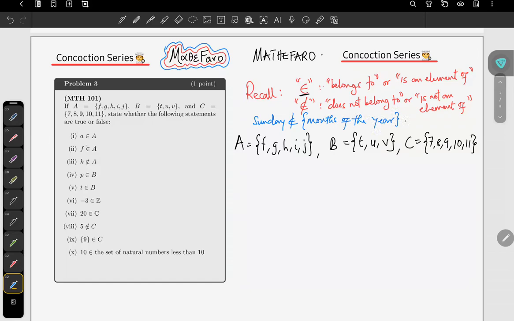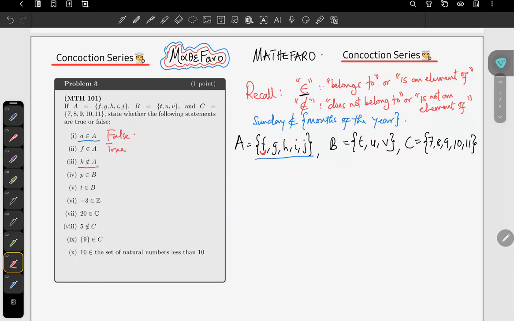So that being said, we can now start looking at each of the statements here. The first one says A is an element of the set capital A. That is obviously false, because when we look through the set A, the small letter a is not an element. So the answer to the first one is false. The second one, F is an element of A. Is that a true statement? I think so. F is obviously sitting down as one of the members of the set A. So this is true.